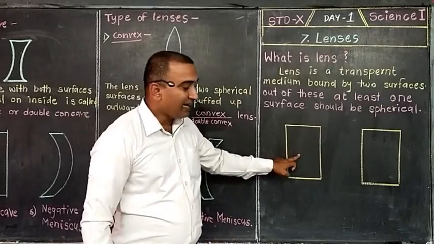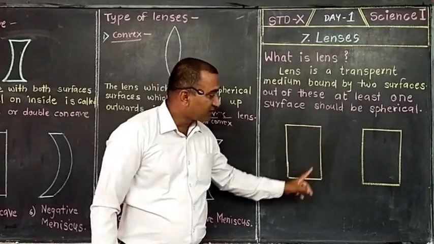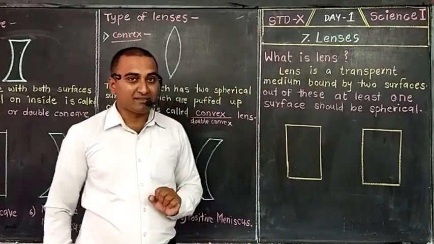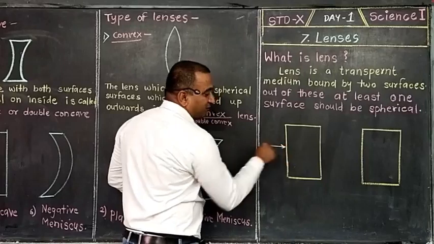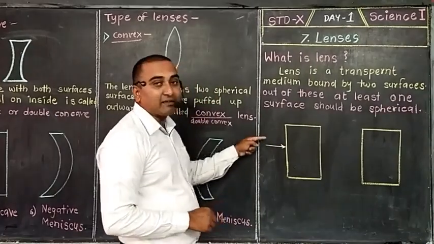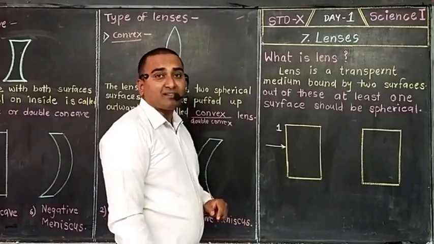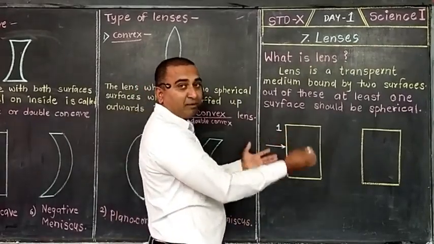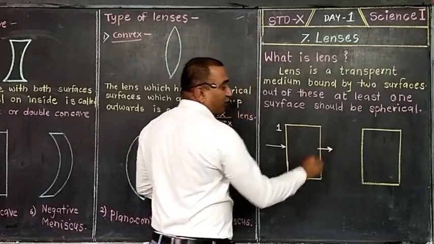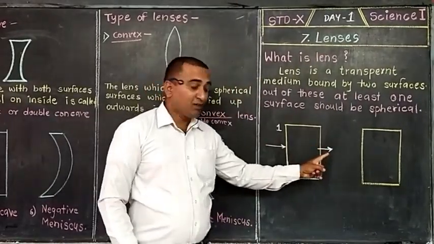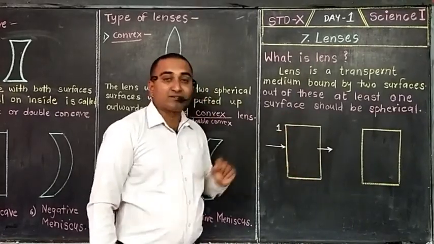See here, I have taken this one as a glass slab. It is actually bounded by four surfaces, but why only two surfaces? When the incident ray passes, it enters from the first surface, so this is surface number one. And with the help of refraction, the ray comes out from the second surface. So these two surfaces are important for us, not the upside and downside.